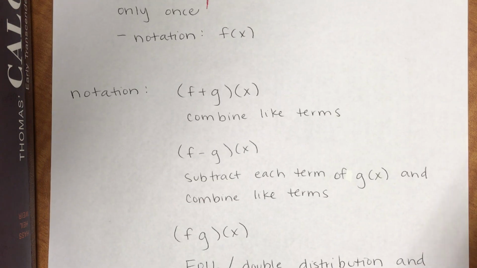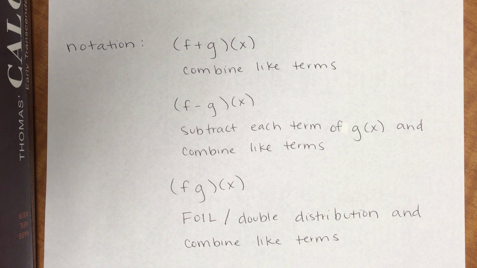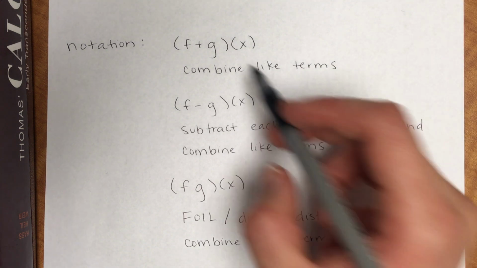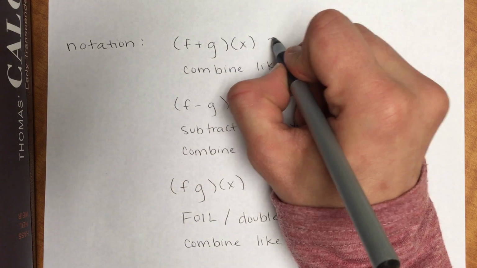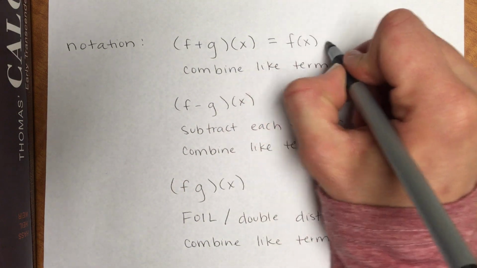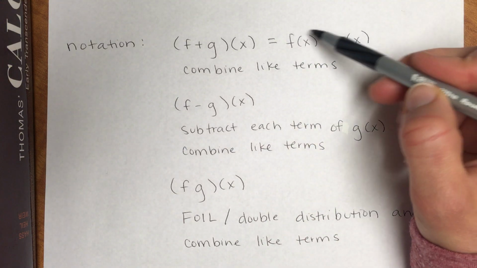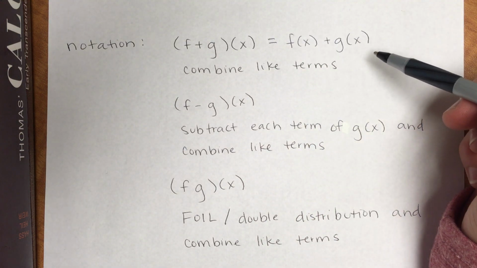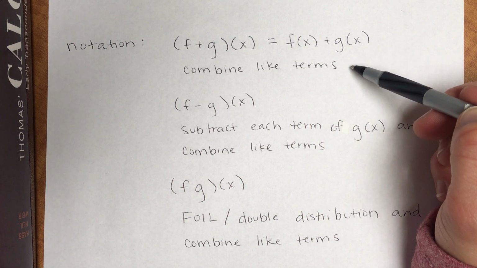So we're going to talk about operations of functions. That means you can add, subtract, multiply, and divide functions. Here's the notation. I know it looks a little funny, but (f plus g)(x) can also be written as f(x) plus g(x). And this makes it a little clearer of what's happening. You're taking your f function and your g function and you're just adding them together or combining like terms.